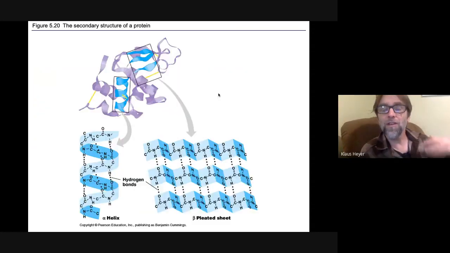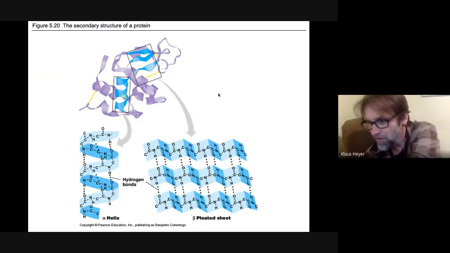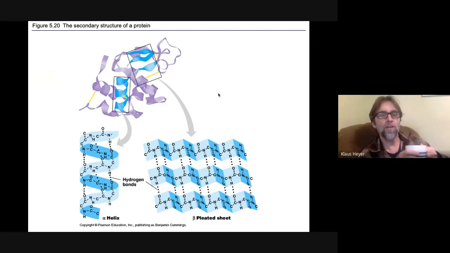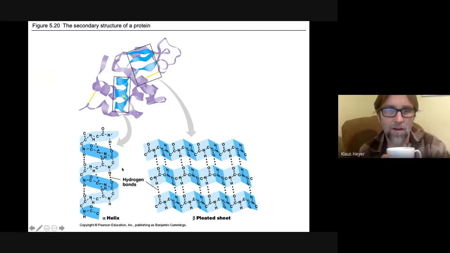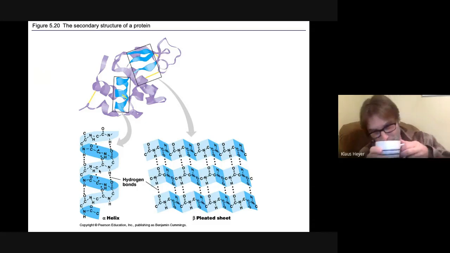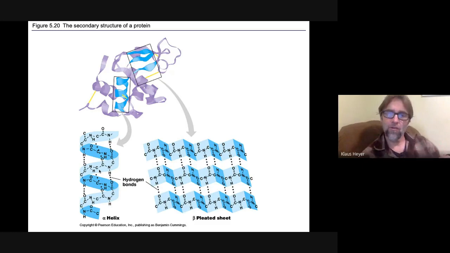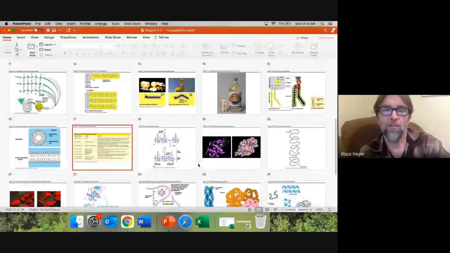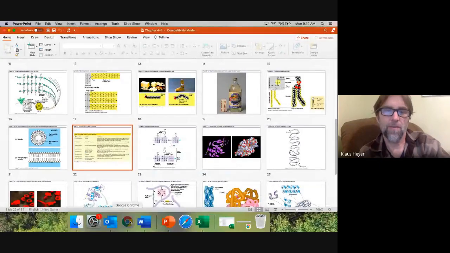However, you can start to get some more complicated shapes of proteins. So this is the secondary shape of a protein. And you'll see that on the left here, it's coiled up. So it's like a staircase, right? And so we call that a helix or an alpha, whichever one you want. That little A sign is alpha, and that B sign is beta. The one on the right is called a pleated sheet.